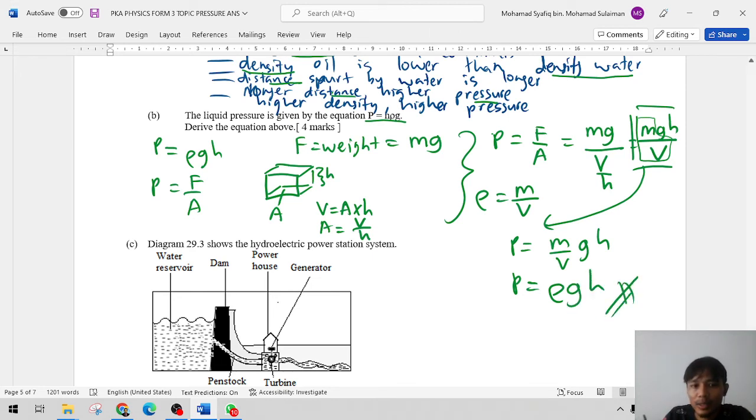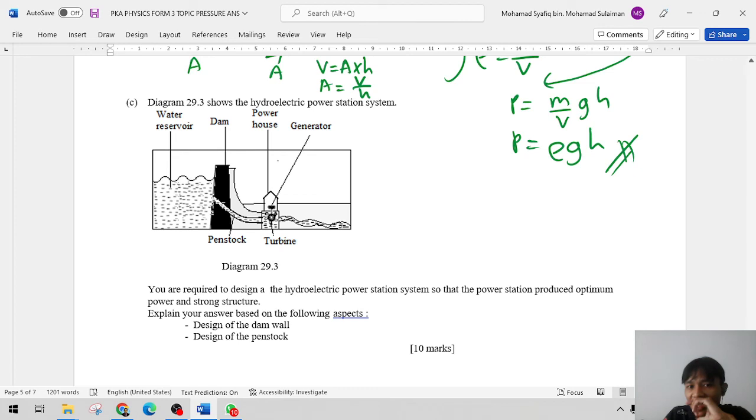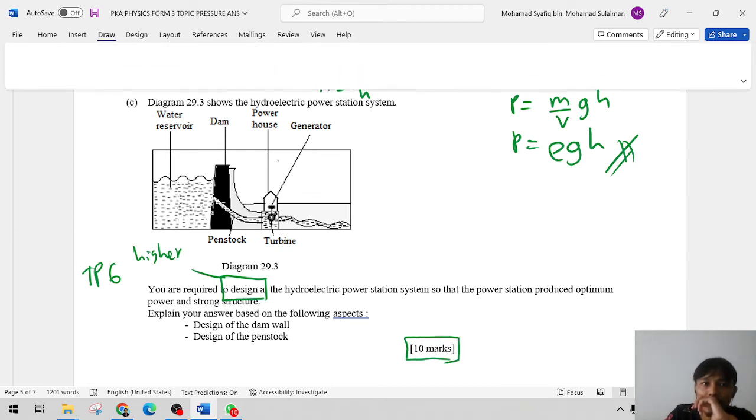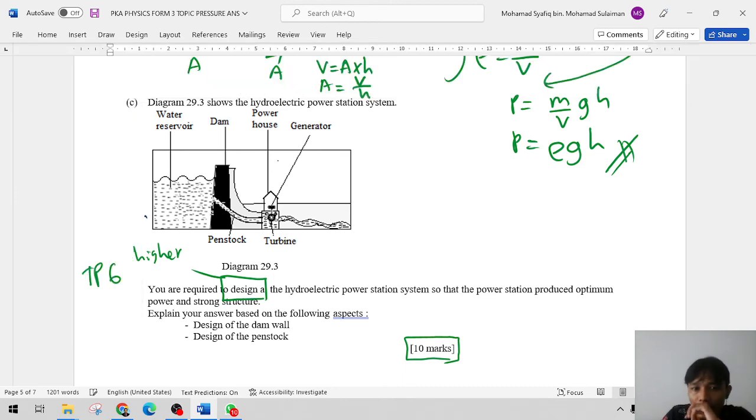Okay, that's quite interesting. And the final question is about a dam. So we want to design. This one is actually higher level. If this is for your PBS, pentaksiran berasaskan sekolah, and you can answer this question, you can get tahap penguasaan 6. It is 10 marks, so we need 10 points. I will answer with blue pen. So let's see how to answer this type of question.